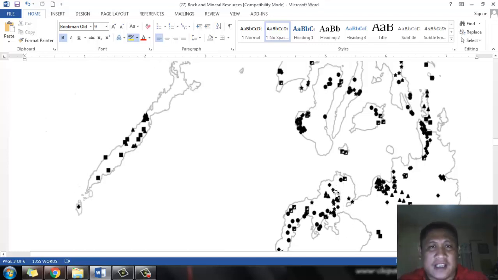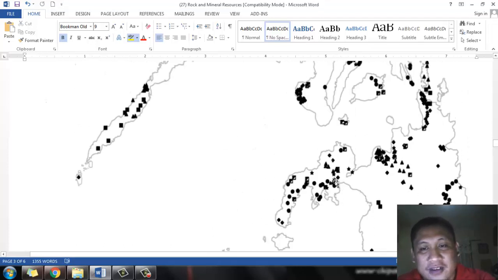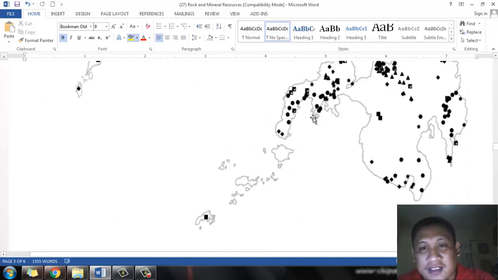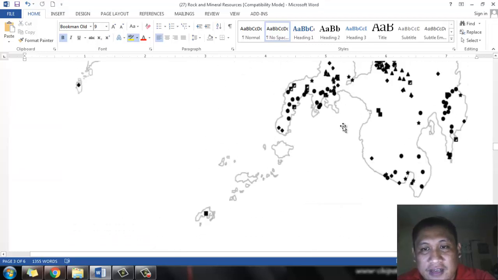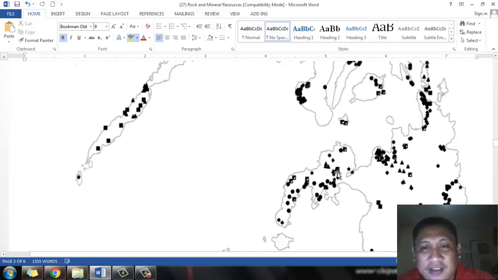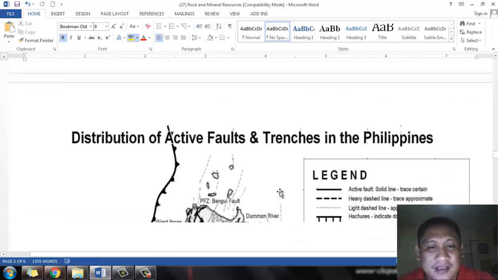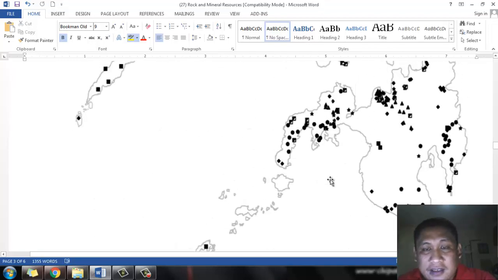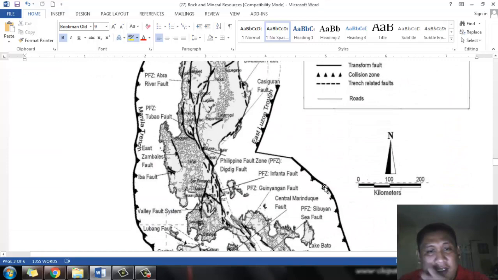So your assignment, you can actually write this down in a one half crosswise. Later on, I will give you an assignment on this. So you can write down the different minerals found in our locality in Zamboanga del Sur, in your area here. And if you are going to look at it, I will show you another map.